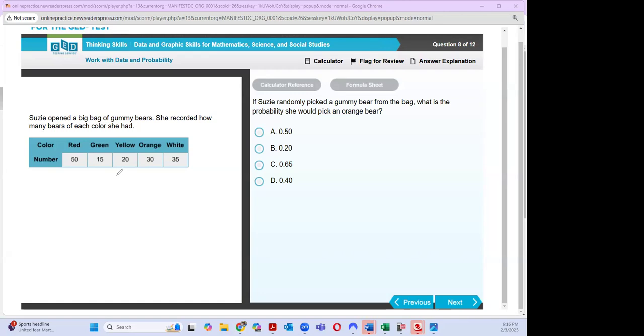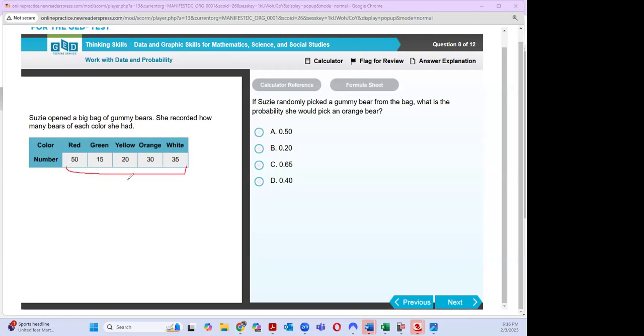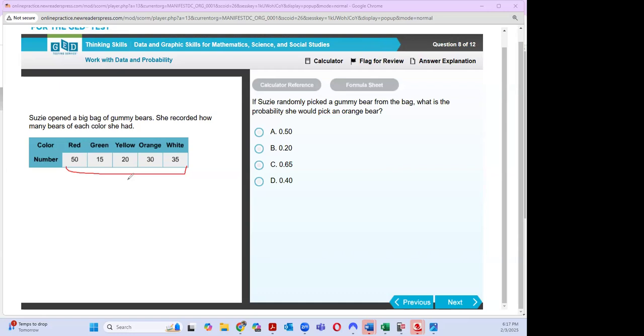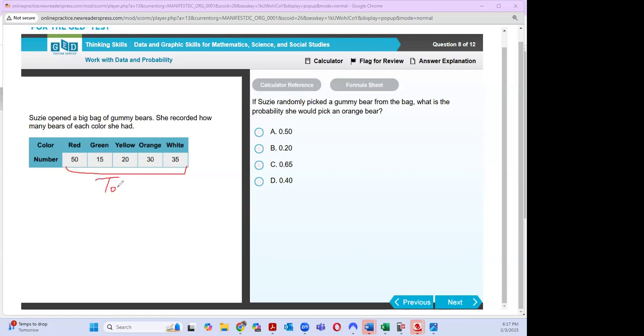Yeah, you add all the numbers. Why do you add all of them up? Because it says record how many bears of each she had. So tell me why you're adding them. That will be the total. Why are you trying to find a total? You get the total and then I don't know.